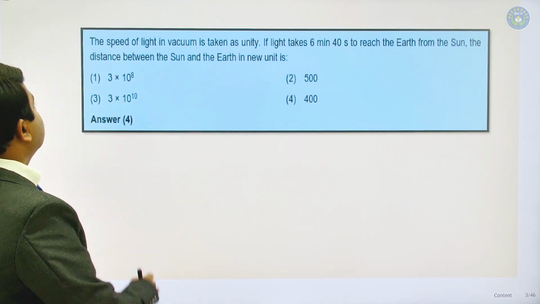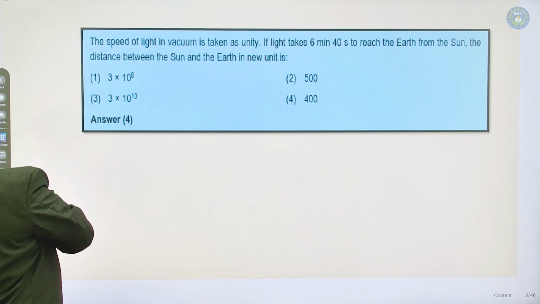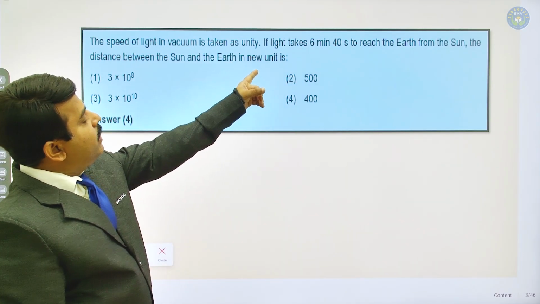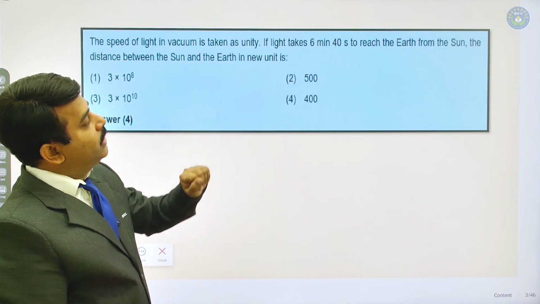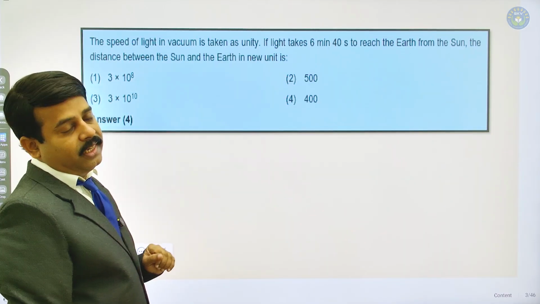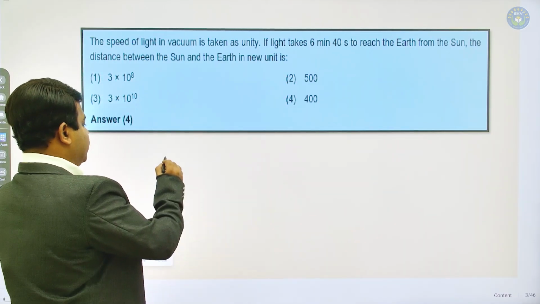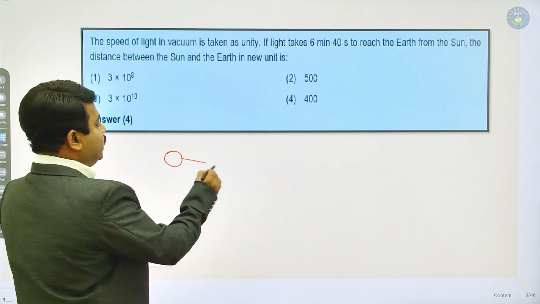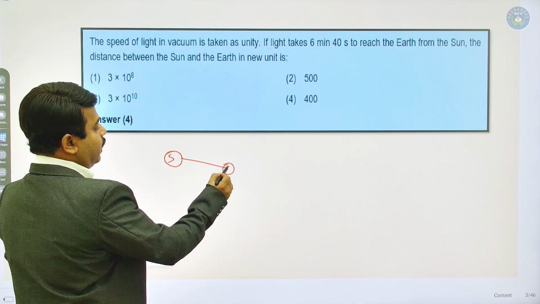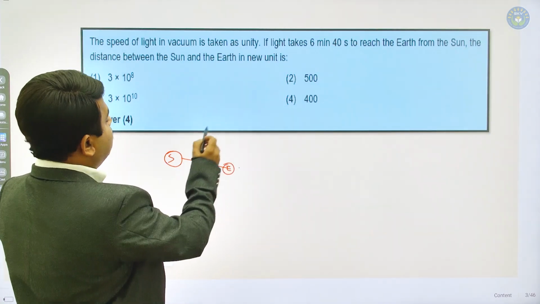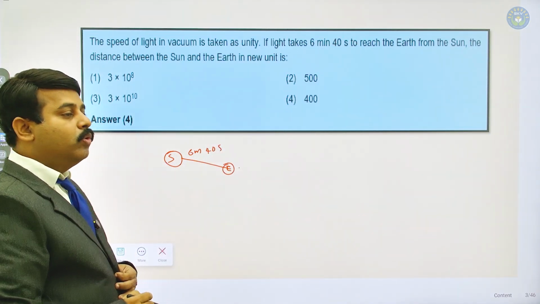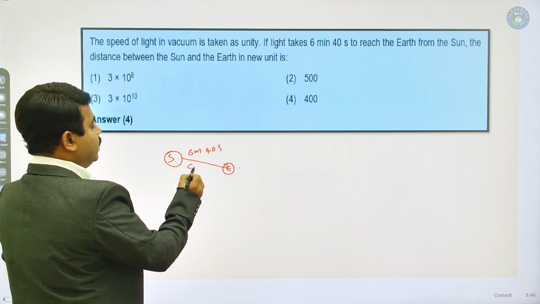See, the speed of light in vacuum is taken as unity. If light takes 6 minutes 40 seconds to reach the earth from the sun, the distance between the sun and the earth in unity is... See, this is the sun, here the earth. What is the time taken? 6 minutes 40 seconds. Now, take the velocity of light c equal to 1.